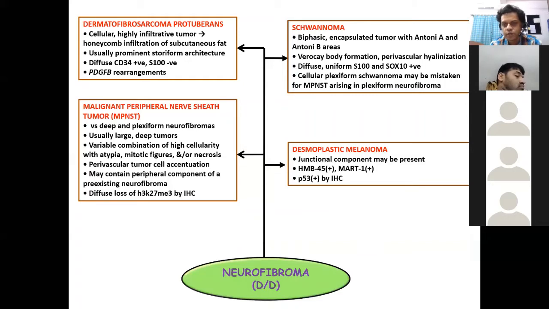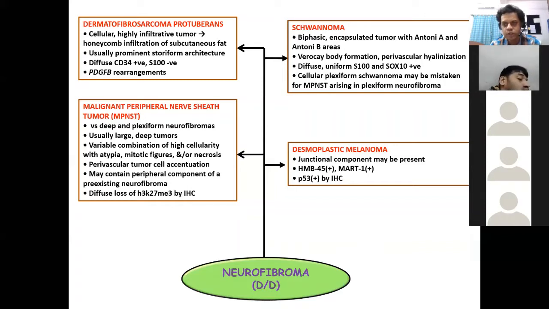So these are the important differential diagnoses. The most important differential diagnosis is in the case of a plexiform neurofibroma and in a deep neurofibroma. For the deep neurofibroma, your main issue is a DFSP. As you have seen, it's all entrapping the adipocytic elements, going in a haphazard fashion. It's small, nondescript, sometimes rounded.